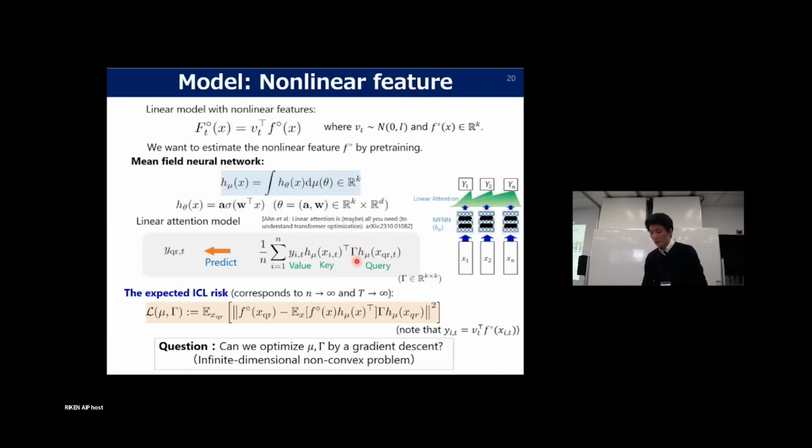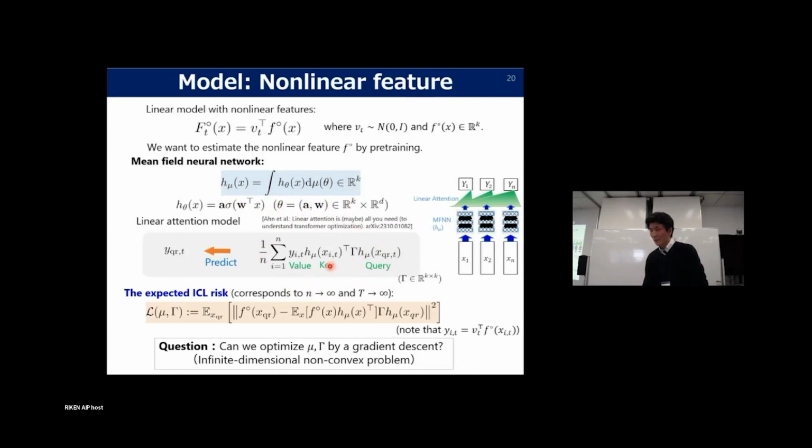By using these nonlinear features, we perform in-context learning. In the test phase, we use a linear attention. Then we estimate the VT, which is the task-specific vector. The VT could be estimated by using this model. So here, this is for a new input X query, and we calculate the nonlinear features.